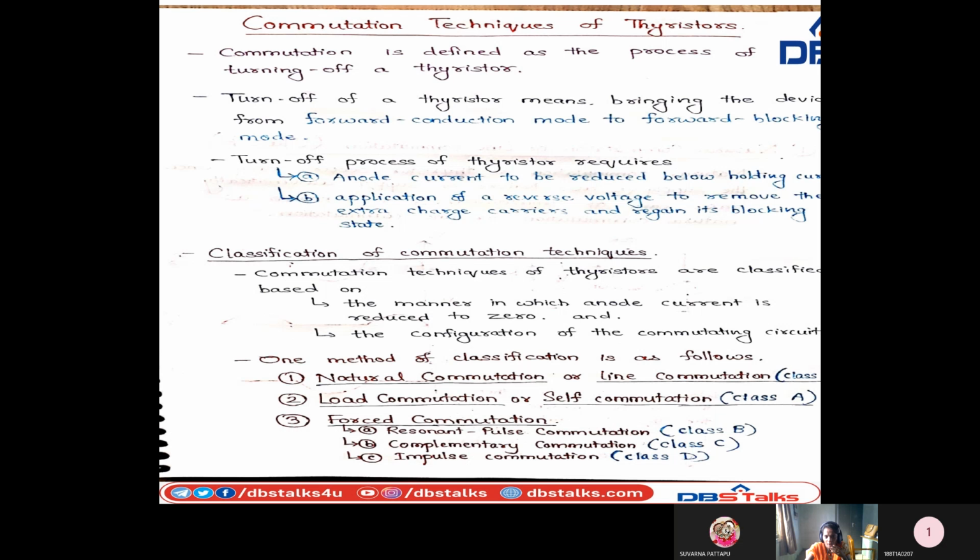Commutation techniques of thyristors are classified based on the manner in which the anode current is reduced to zero and the configuration of the commutation circuit. So how you can reduce the anode current to zero, and the configuration of the commutation circuit. By using these two criteria, the commutation will be classified: natural commutation or line commutation, load commutation or self commutation, and forced commutation.